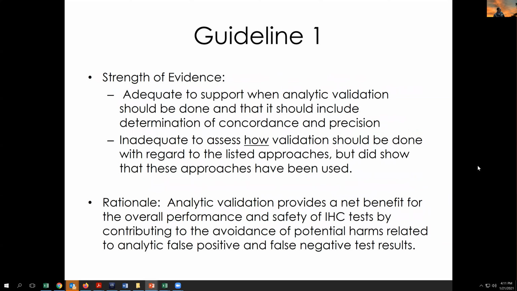The strength of evidence for this guideline was fairly strong. It was adequate to support when validation should be done, but it was not adequate to assess how the validation should be done. So we recognize that there is some variation. We know that analytic validation provides a net benefit for the overall performance, but there is some measure of flexibility here in terms of how the assay is validated and what may be the optimal way to avoid potential harms that might be associated with analytical false positives or negatives.